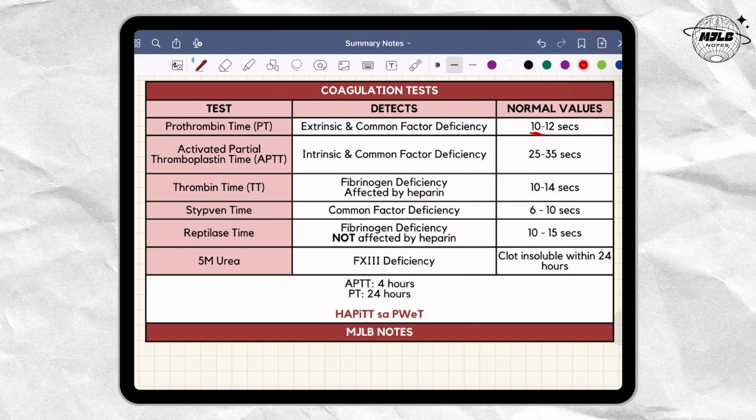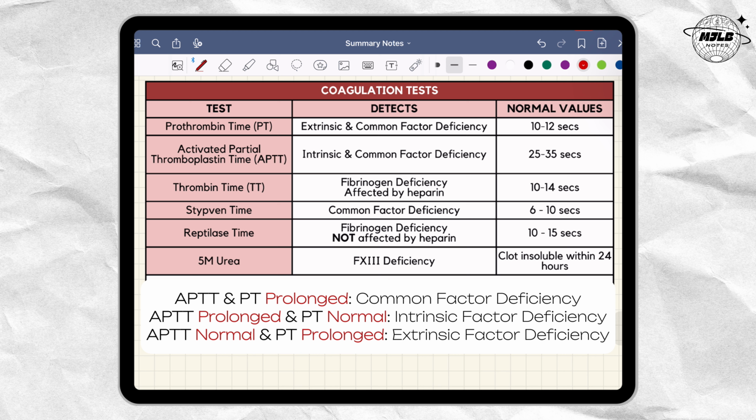If extrinsic is prothrombin time, then your APTT would be your intrinsic factor deficiency. By the way, both PT and APTT detect common factor deficiency. Kaya, if both PT and APTT are prolonged, that means we are looking at a common factor deficiency. But if PT lang yung prolonged and your APTT is normal, that means we're looking at your extrinsic factor deficiency and vice versa. So, if APTT lang ang prolonged, that means we're looking at your intrinsic factor deficiency.